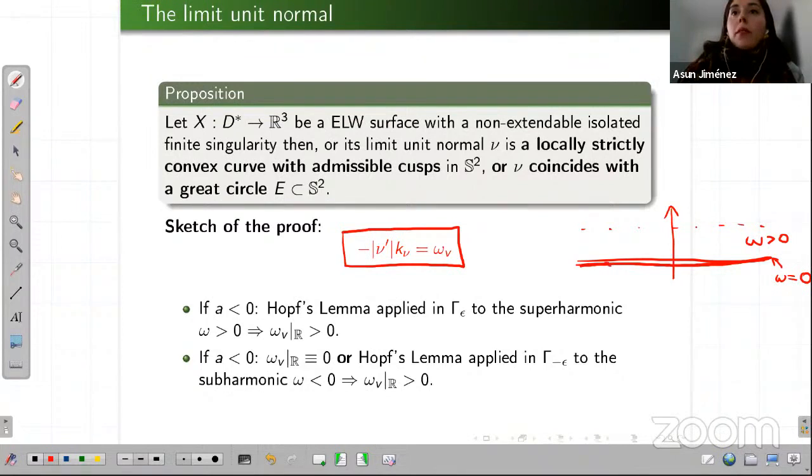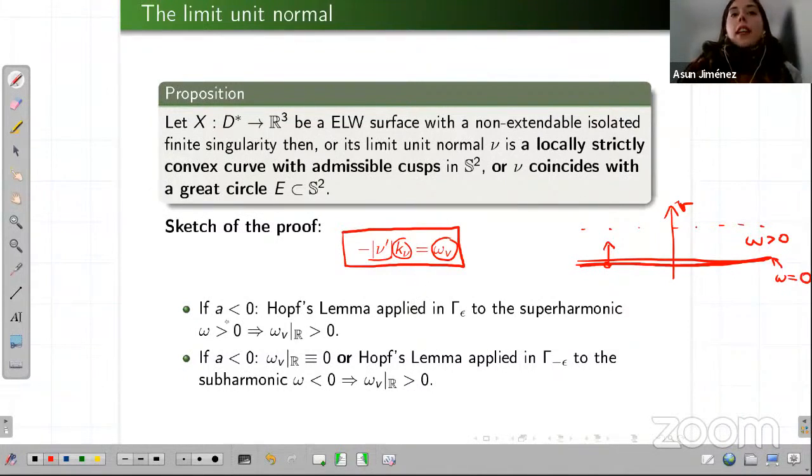And the normal derivative, this is V and this is U. V is the vertical direction. So the normal derivative along this quality is along the real line, okay? The normal derivative of omega along the real line is the product of K, the geodesic curvature, times the modulus of the velocity, okay?